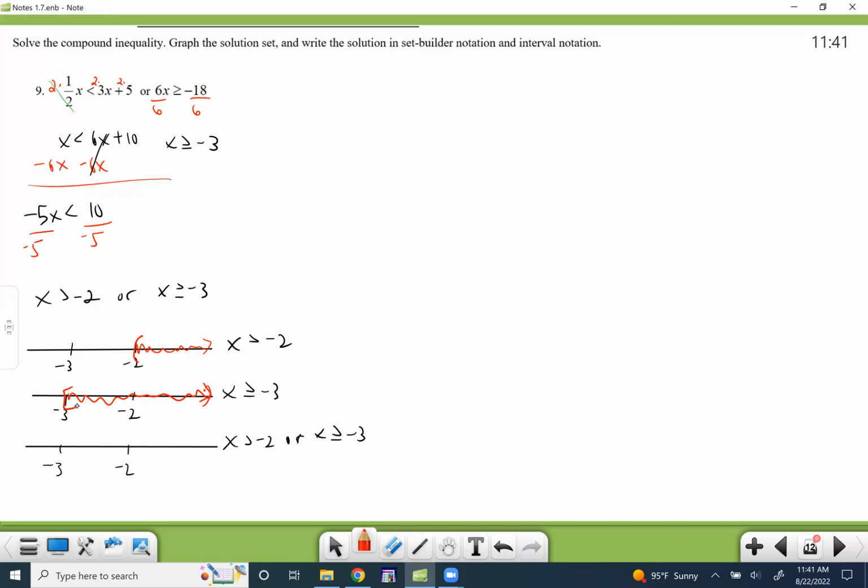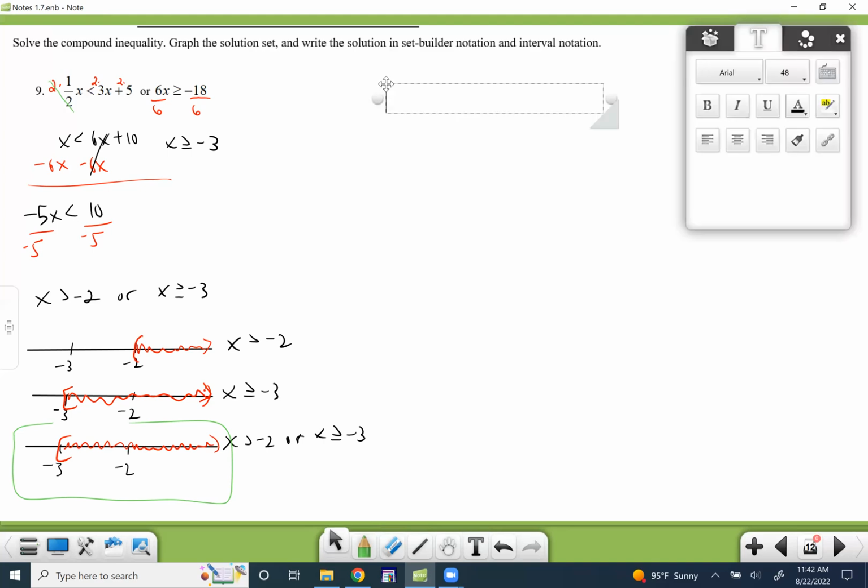So now, since it's an or, we're going to take everything that we see that's shaded. So I'm definitely taking this because this has been shaded, but I'm also going to take all of this because it's been shaded. Okay, so that's going to be our answer for the shading. Now let's go do our set builder and our interval.